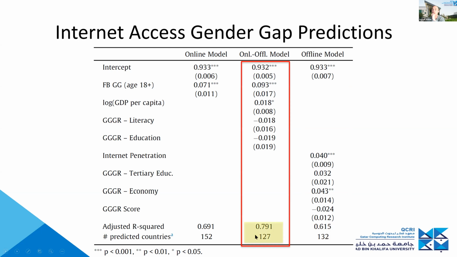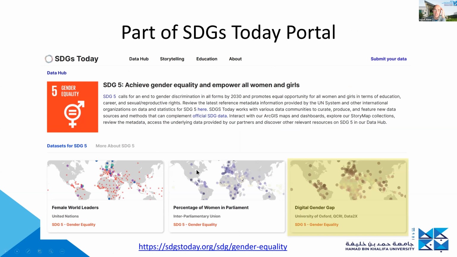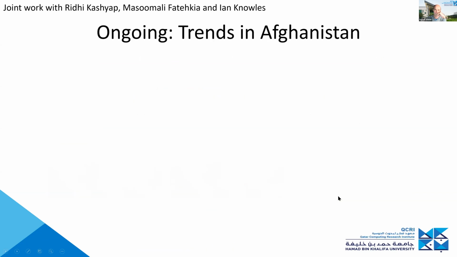And if we combine both, then we get a model that's even stronger in terms of model fit. But it's now more limited in terms of the number of countries it can make a prediction for, because now we need two data sources to be available. But as usual, if you combine different data sources, typically your model performance improves. And this has also been deployed as part of the SDGs Today, a portal where there are only 3 data sets related to gender gap. 2 come from the UN itself, and 1 is from this project with the University of Oxford.